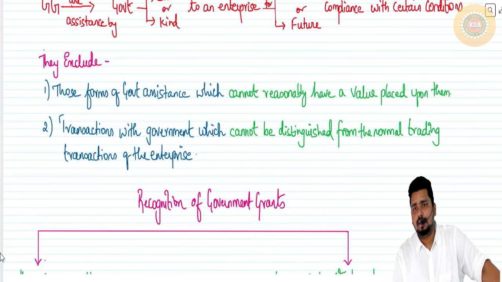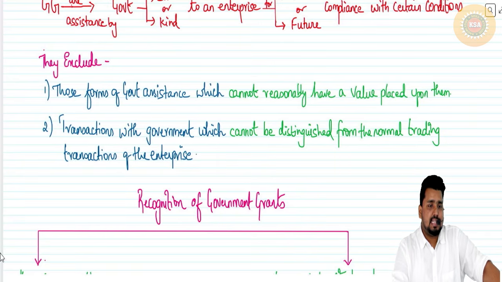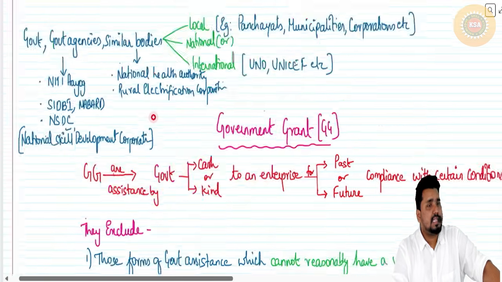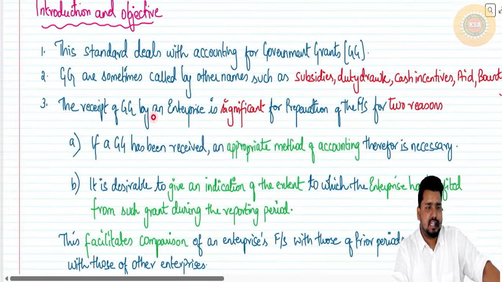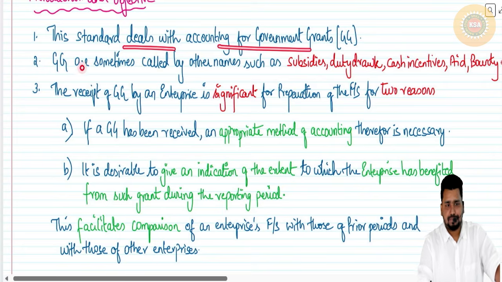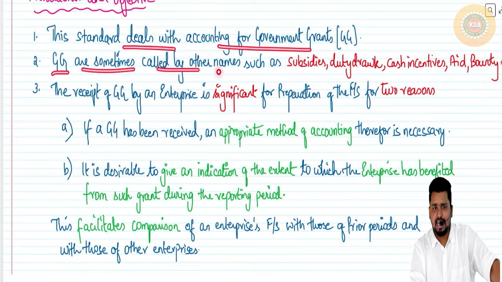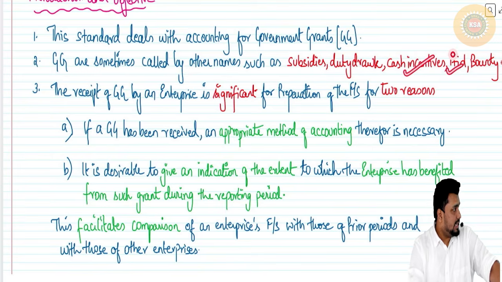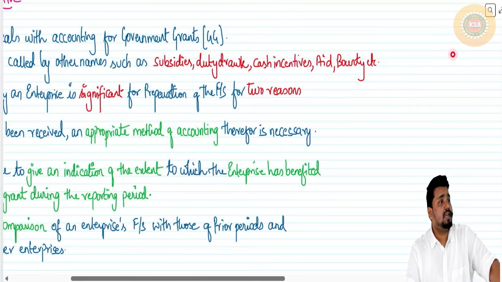Who is giving the guidelines? AS12 is giving the guidelines. Clear or not clear? Shall we start reading? Introduction and objective. Number 1. Read: the standard deals with accounting for government grants, which are sometimes called by other names such as what? Subsidies, duty drawbacks, cash incentives, aid, bounty, subvention. Clearer, it can be anything.